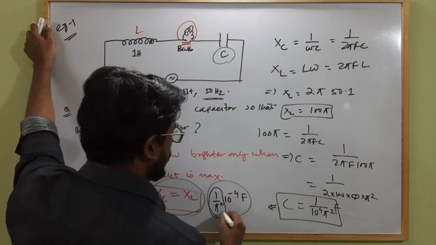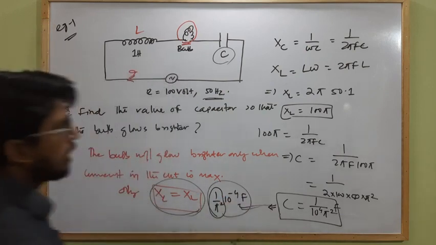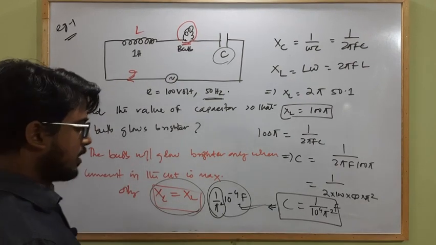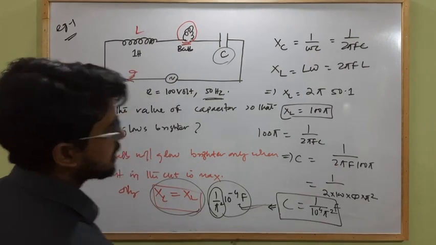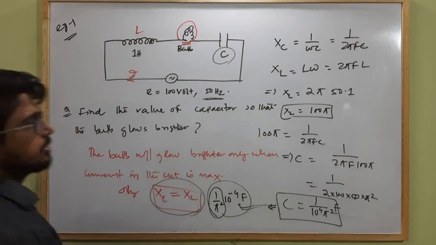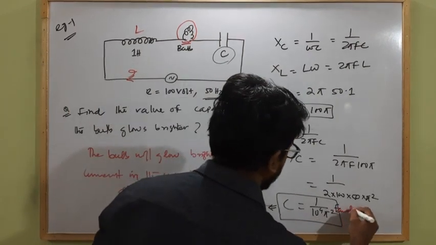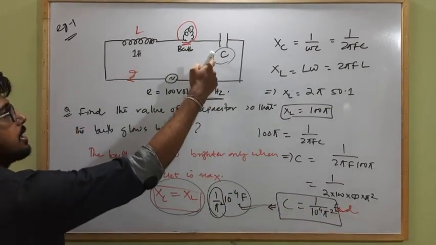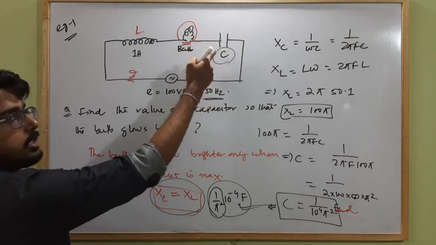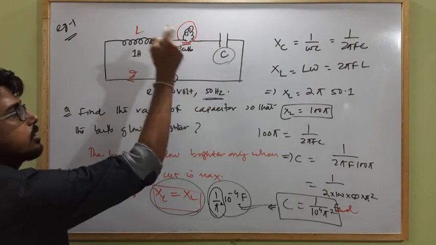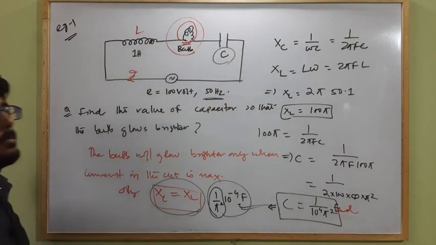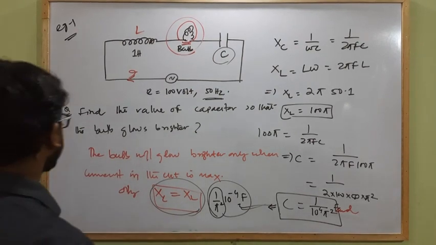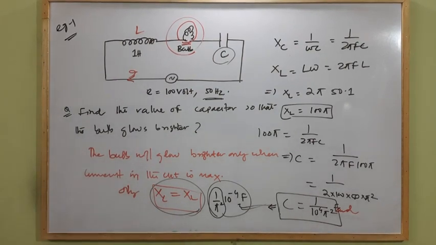You can also solve this to get the answer in perfect format. Clear? This will be the capacitance in farad. This much farad will be the value of the capacitor which will be connected in series with this circuit so that the bulb will glow brighter. Clear? Okay.